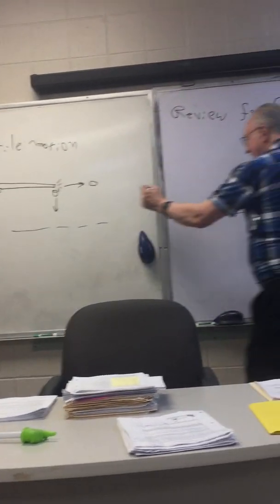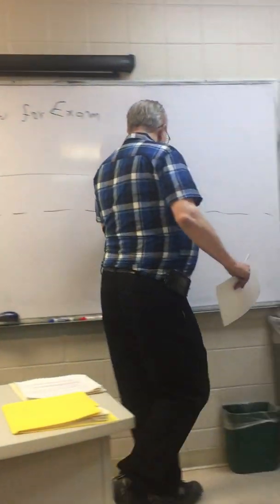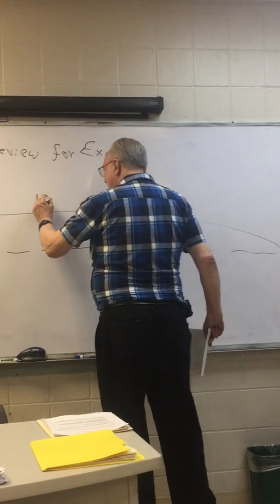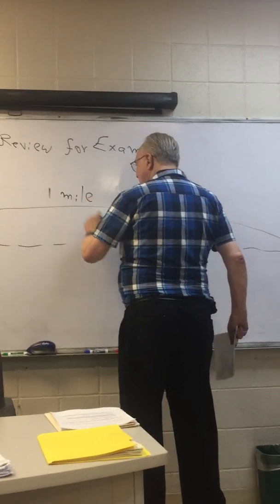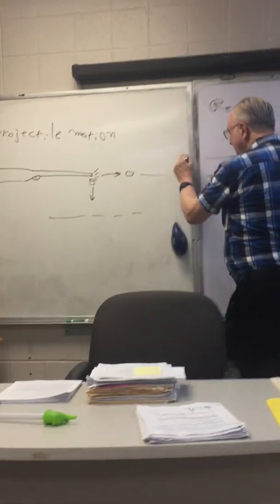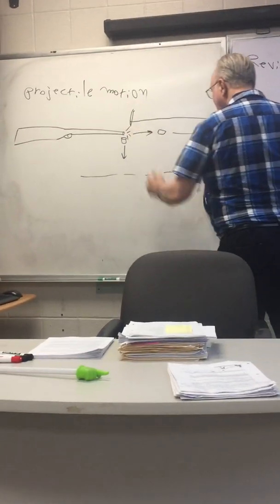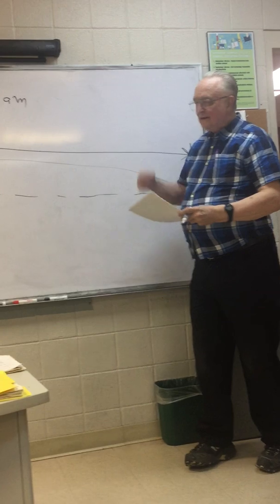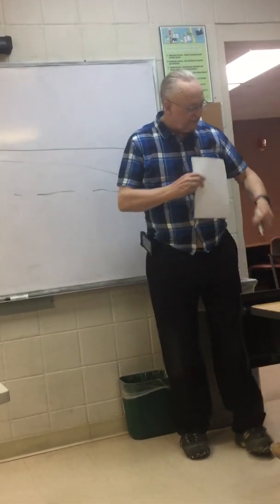And the bullet is gonna go a mile, and then it's gonna hit the ground. This is 1 mile. Here. Okay. Now, the bullet is fired from the gun at the same time you drop the bullet. Which one's gonna hit the ground first?